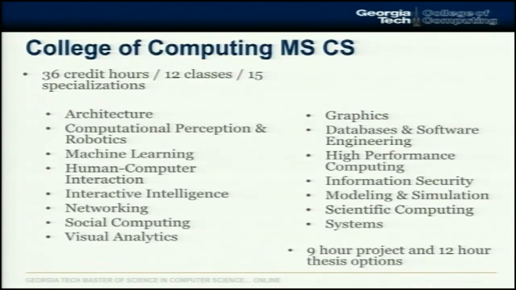There are 15 specializations ranging from architecture to scientific computing and AI and machine learning and everything in between. So we have a relatively complicated degree program.